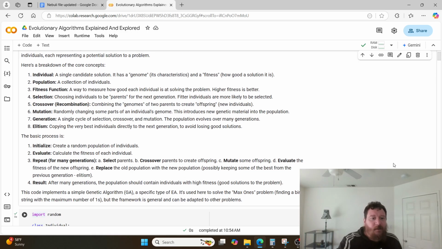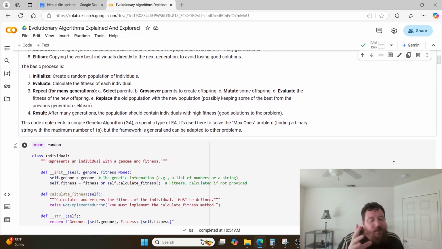And so the basic process of this is actually a lot more simplistic than you would think when it comes to code. It's essentially a 4-step process. You initialize the code, so you create a random population of individuals. You evaluate them by calculating the fitness function of each individual. Then you repeat this over and over again for many generations. Select the parents, do your crossover, mutate, evaluate, replace, and that's it. And then you analyze your results.